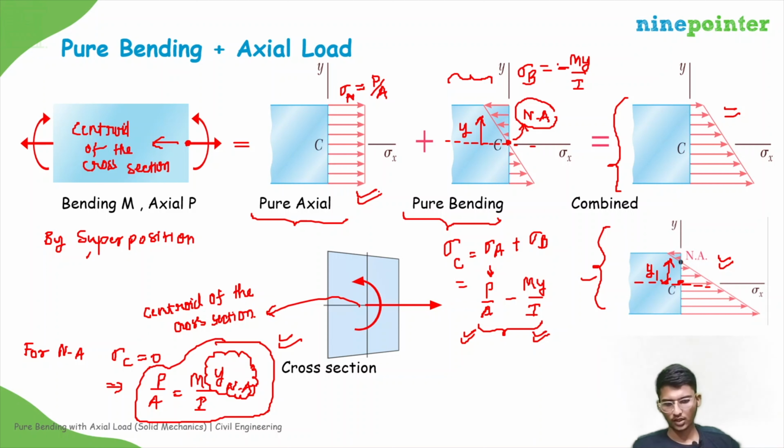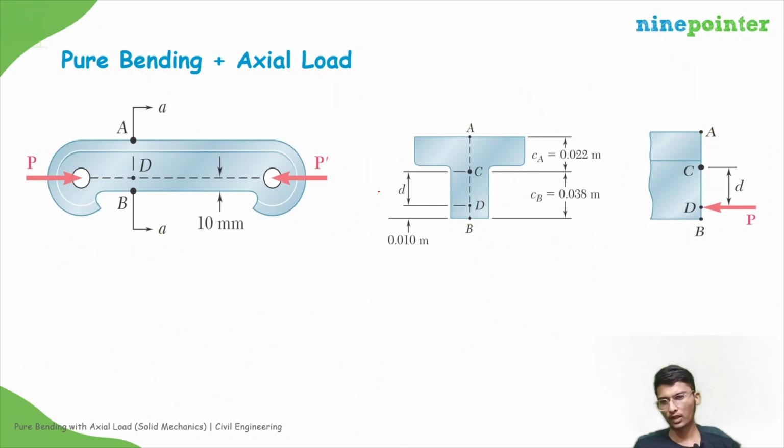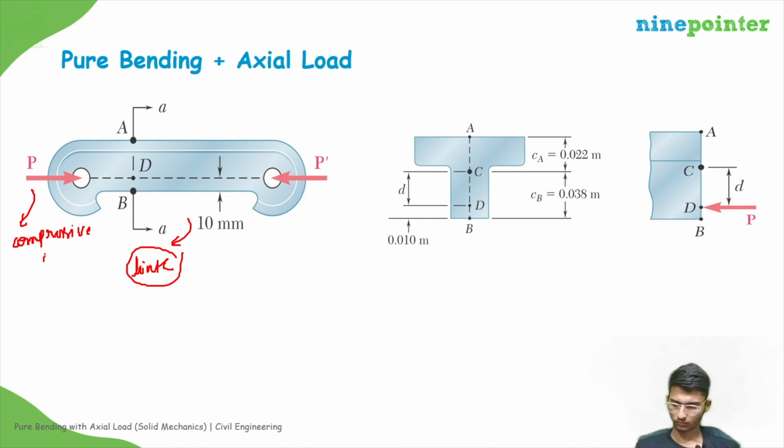Okay. So let us take one example to understand how we can identify that the situation is a case of pure bending plus axial load. So this is the case. This is a link. Here compressive forces are applied. Compressive force P, equal and opposite axial load, is applied. So you need to understand whether it is this case or not.